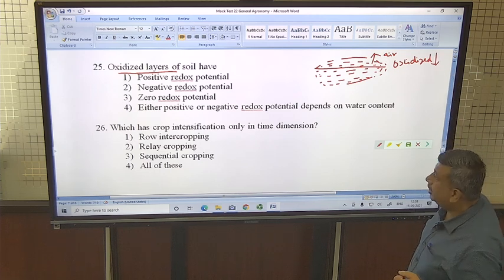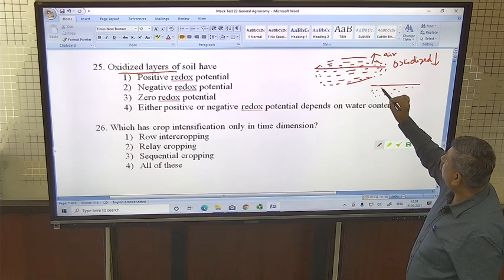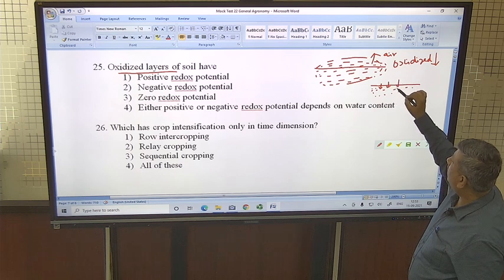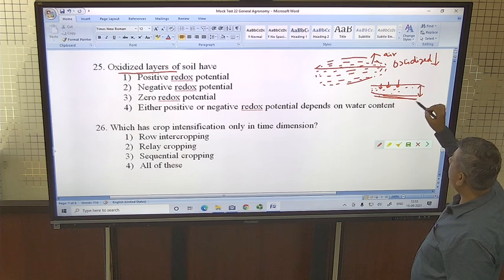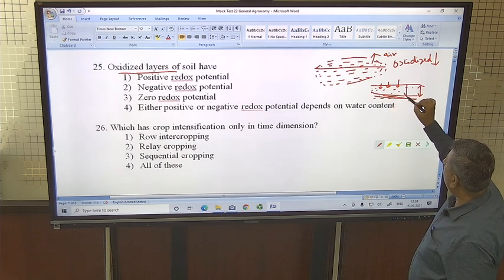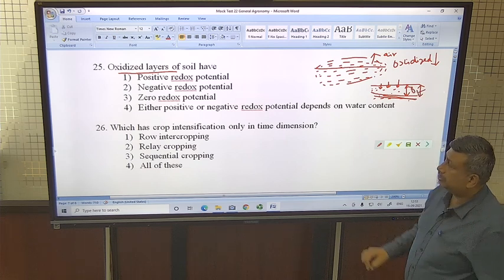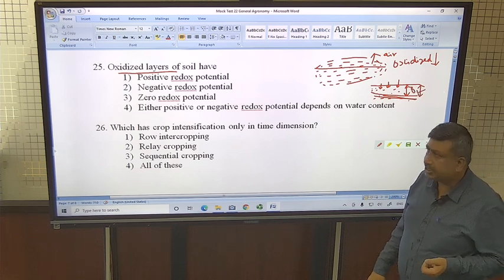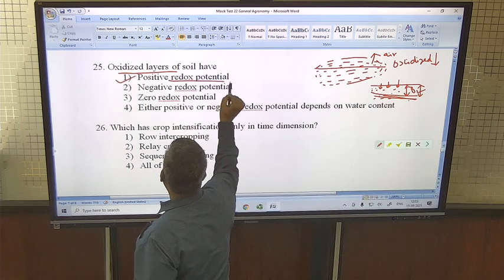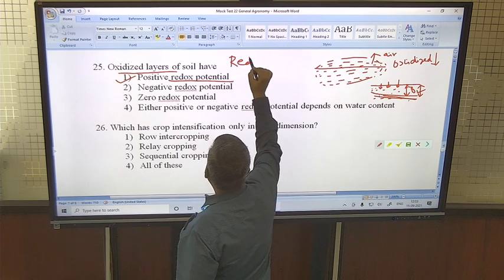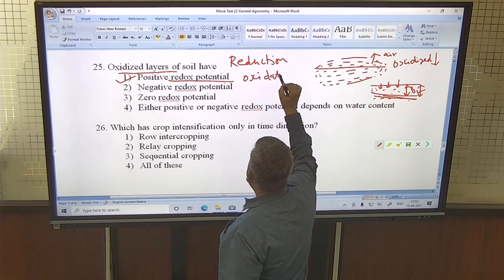But if the water is present some centimeters below the soil surface, the top layer is the oxidized layer. So, air is present, which means oxygen is present. So, there is a more oxidized condition and this has positive redox potential. Redox means reduction and oxidation. This is termed as redox.